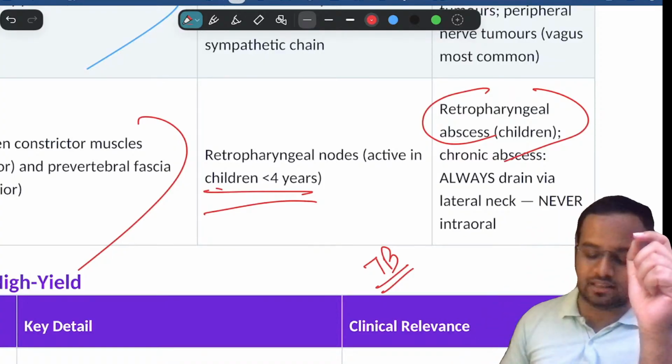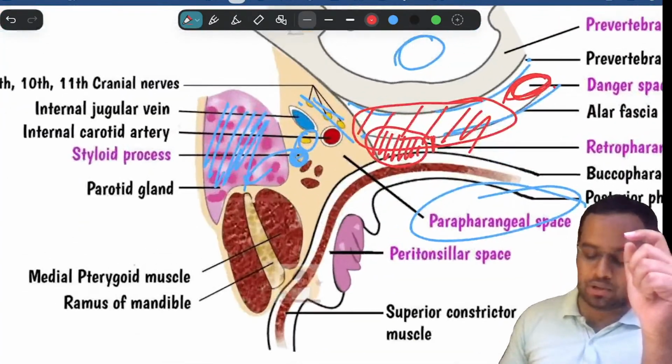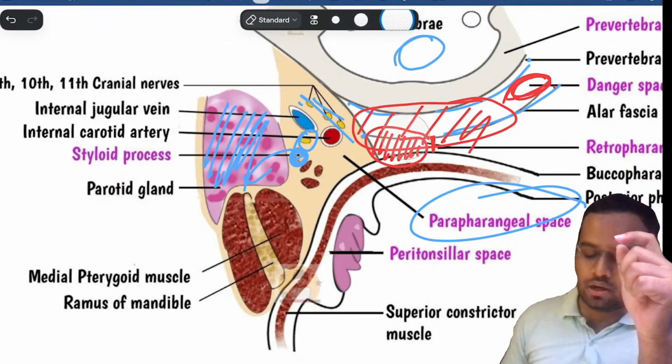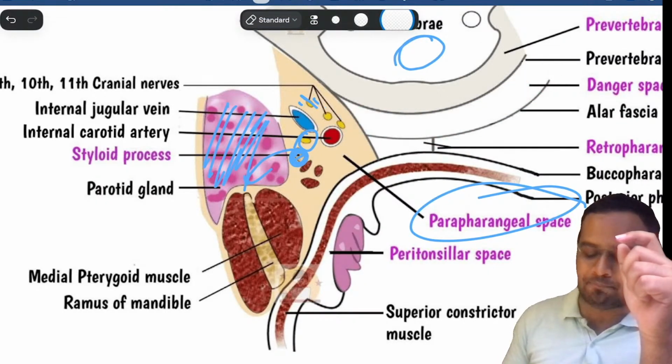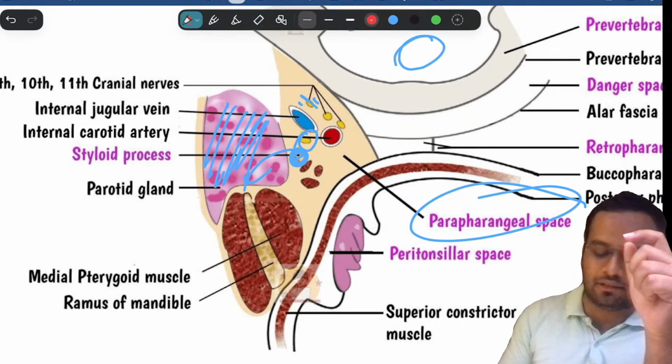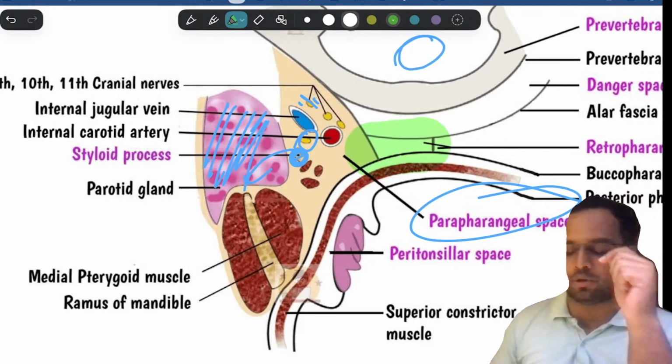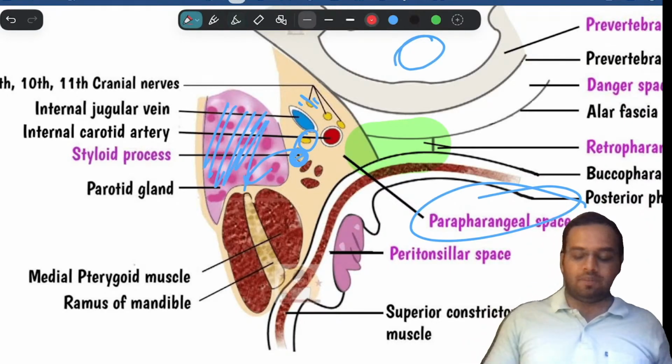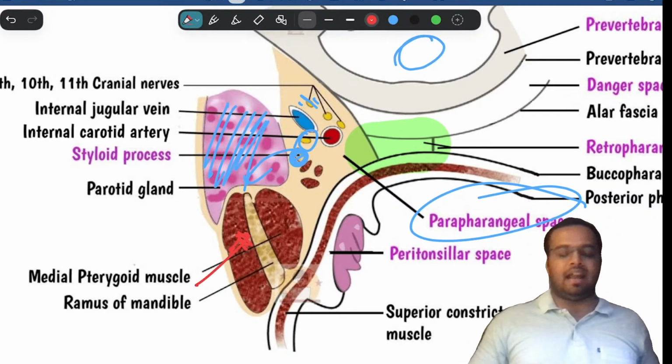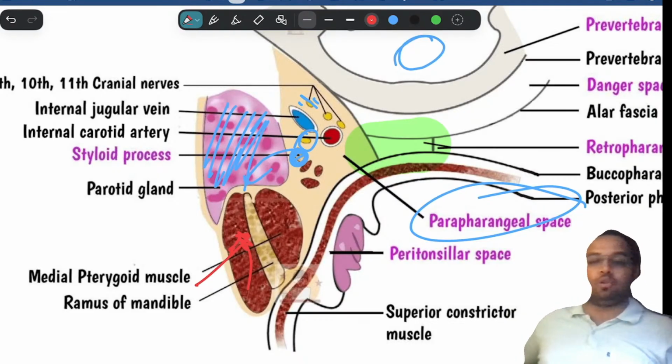Whenever you are approaching this retropharyngeal space in an elective setting for chronic abscess, you always have to go from the lateral aspect of the neck. Never go from the oral cavity.